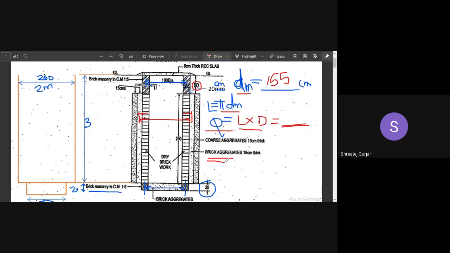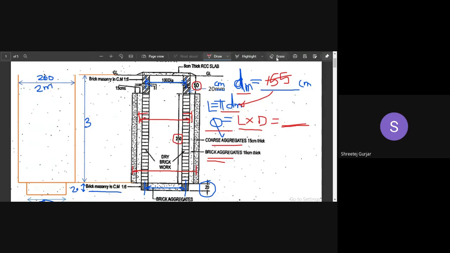Then lastly, for your coarse aggregate layer, it will be from the center of this layer going up to the center of this layer. So the diameter: 100 is the inner diameter, plus 20, plus this 15, plus 15 by 2 on one side. Similarly, on the other side, you will get the diameter. That diameter you substitute in this, you calculate the length, and then the depth is 250, same. No need to change the depth. You can observe all the layers are of the same height. You will get the quantity in meter cube.